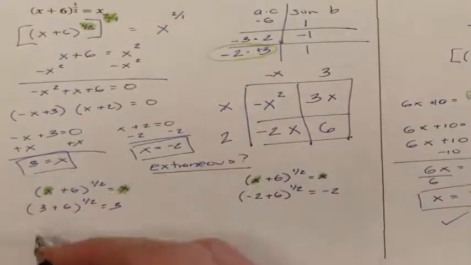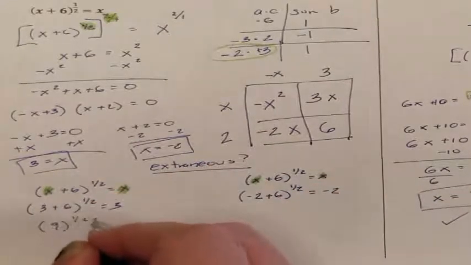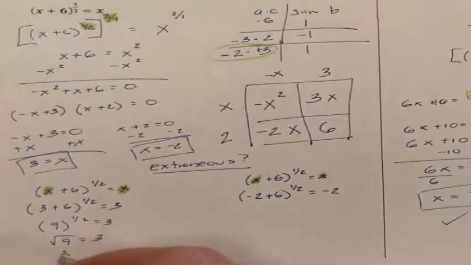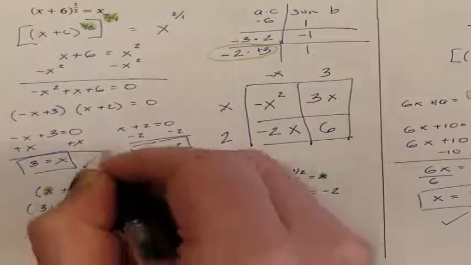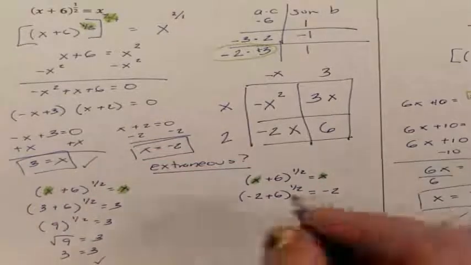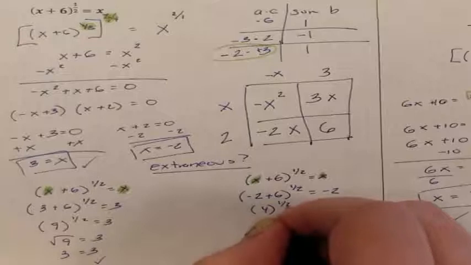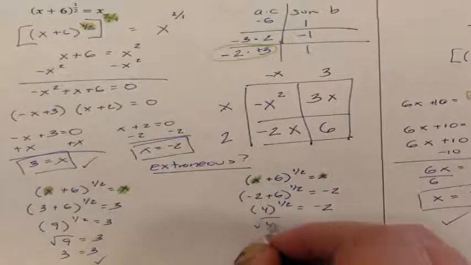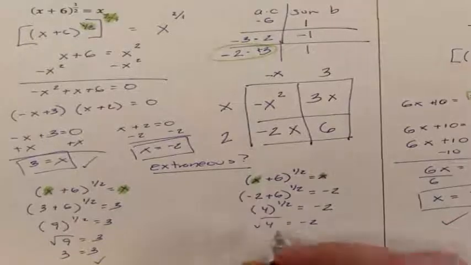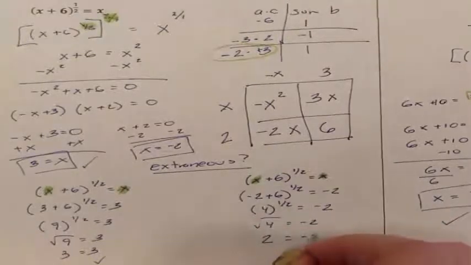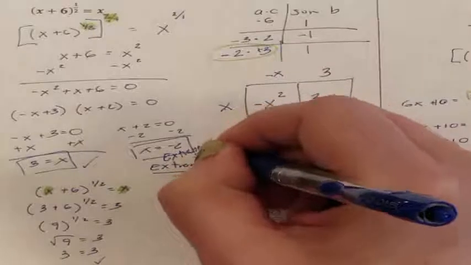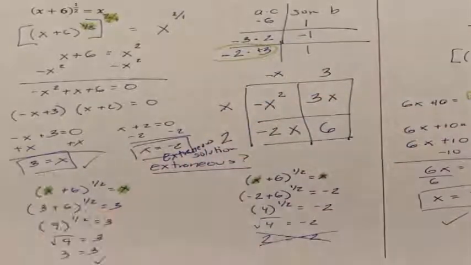Testing the left problem, I have 9 to the 1/2 power, which is the same thing as the square root of 9. Square root of 9 is 3. It equaled 3 all along, so this is correct. Check the right side. This is 4 to the 1/2 power, supposed to equal -2. 4 to the 1/2 power is the same thing as the square root of 4. The square root of 4 is 2. This was supposed to equal -2 all along. That is not true, which means that -2 is an extraneous solution. So we only have one answer. x equals 3 is that one answer.